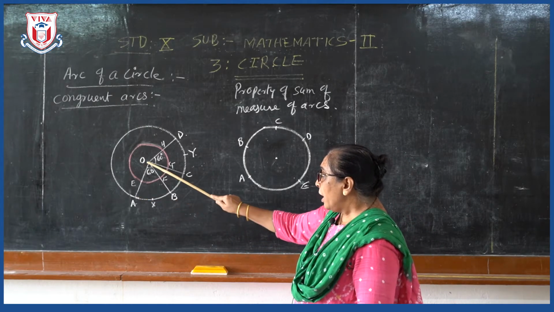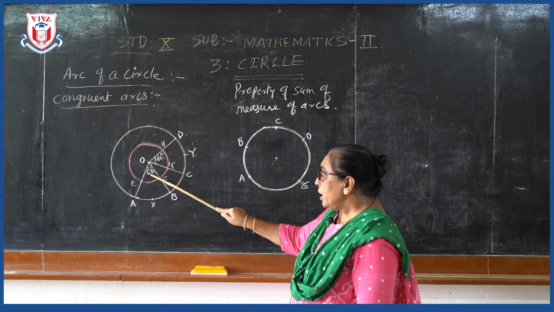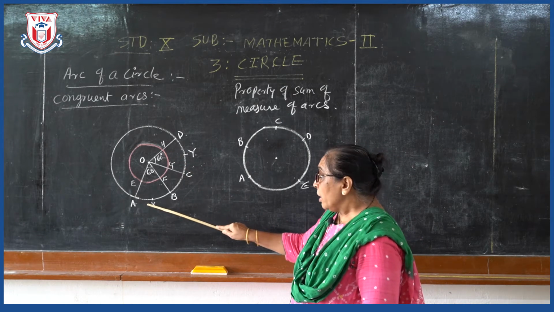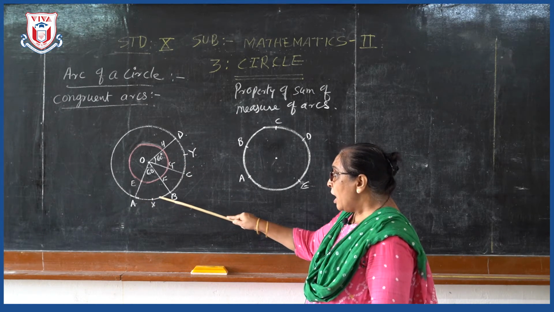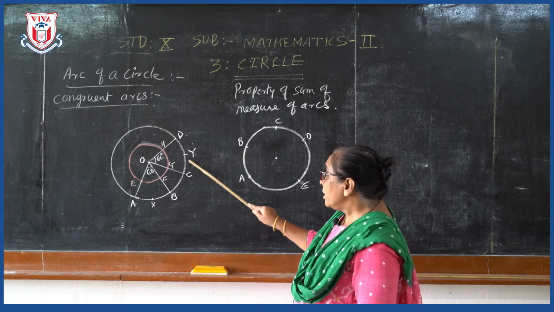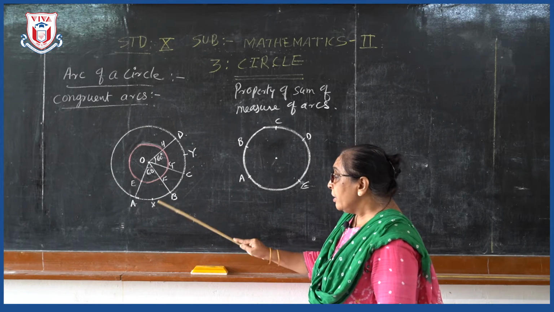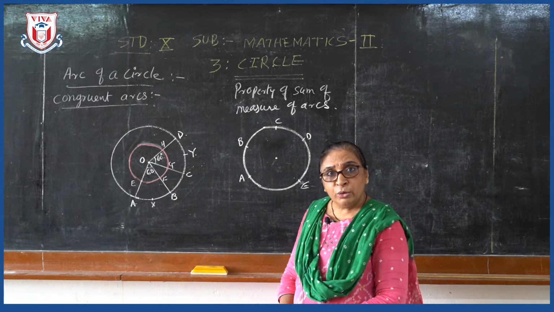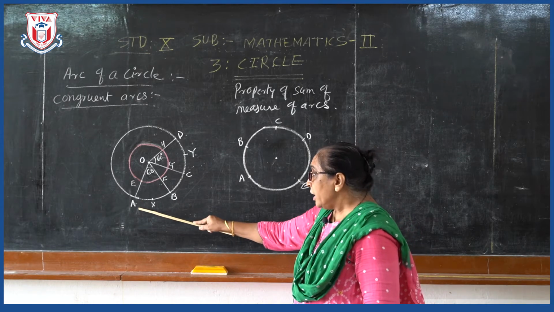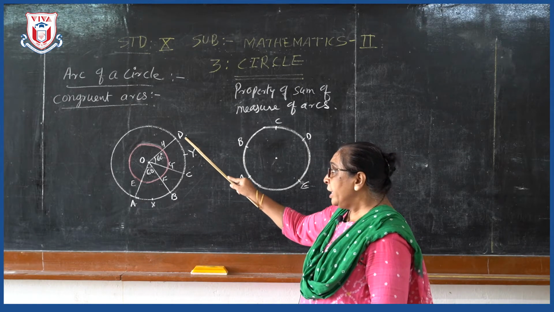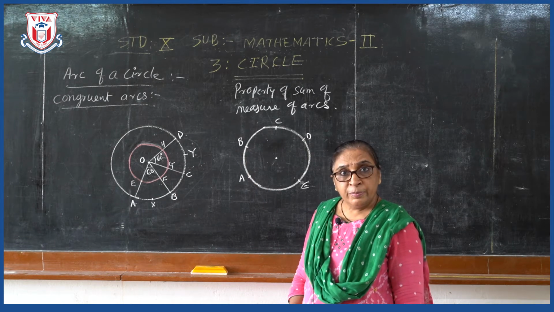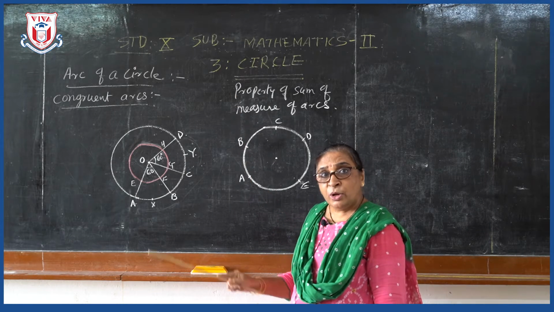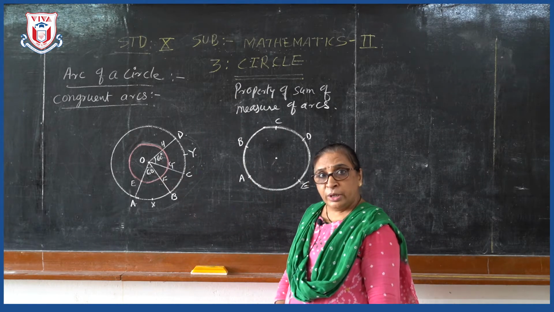If we see the central angles AOB and COD, each is 60 degrees, that means they are congruent. Now, if we consider the arc AXB and arc CYD, they are related to corresponding central angles. As the central angles are congruent, we can say that arc AXB and arc CYD are also congruent, because their central angles are congruent.